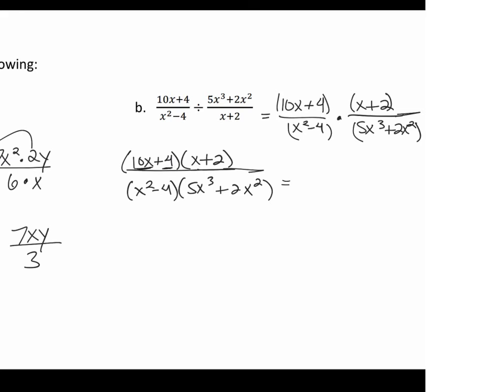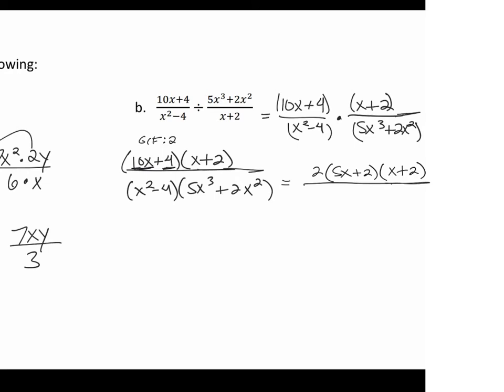So this first factor, there is a common factor of 2. So let me factor that out. Divide, so 10 divided by 2 is 5x for the first term, and 4 divided by 2 is 2. And x plus 2, no common factors. These each have an exponent of 1 on the variable, so I know those are completely factored.